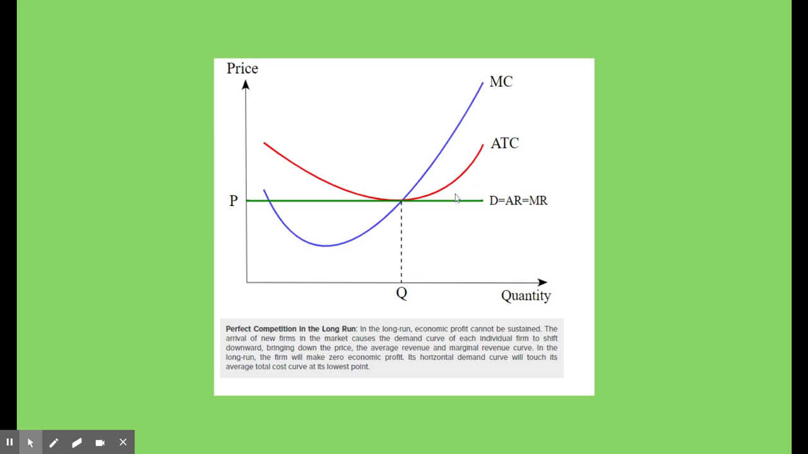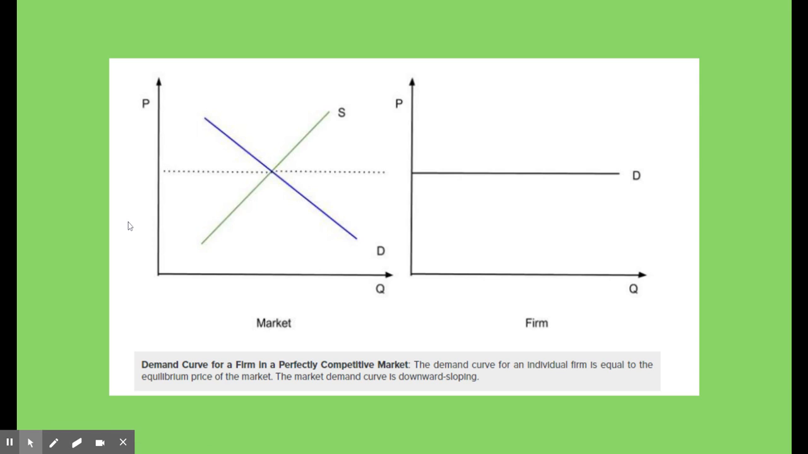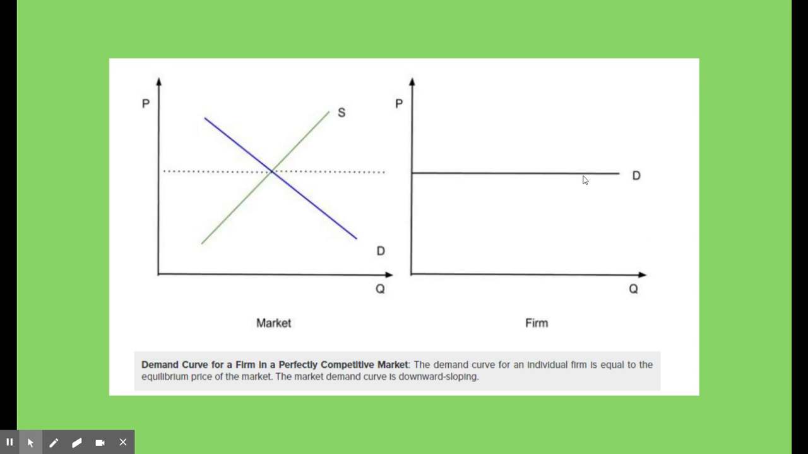And it's not going to be profitable for them accounting-wise or economically. When we look at the actual demand curve for a firm in a perfectly competitive market, we have these two graphs here. This is the marketplace, and this is the firm itself. The demand curve for an individual firm is equal to the equilibrium price of the market. And so we can see this here. It intersects the same place where it is for this entire industry. So think of this as the entire industry, and this is for an individual business.